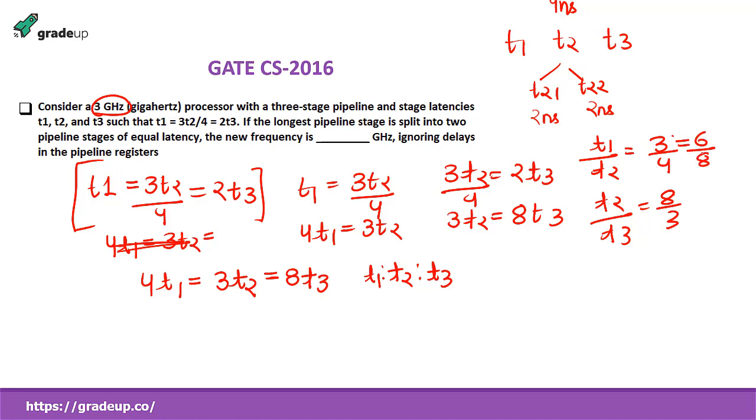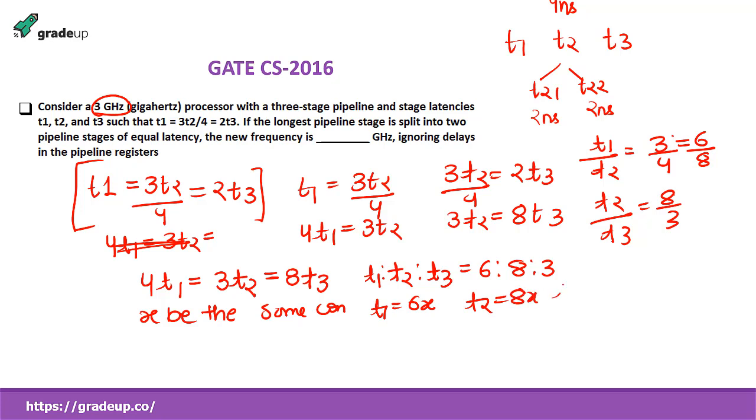So it can be written as 6:8, 8:3, which can be written as 6:8:3. So this is the ratio of their latencies. Now let x be some constant. So t1 can be written as 6x, t2 can be written as 8x and t3 can be written as 3x. And this is the basic mathematics. Now you tell me which of the following stages is having the maximum delay over here. T2, because T2 is 8x.